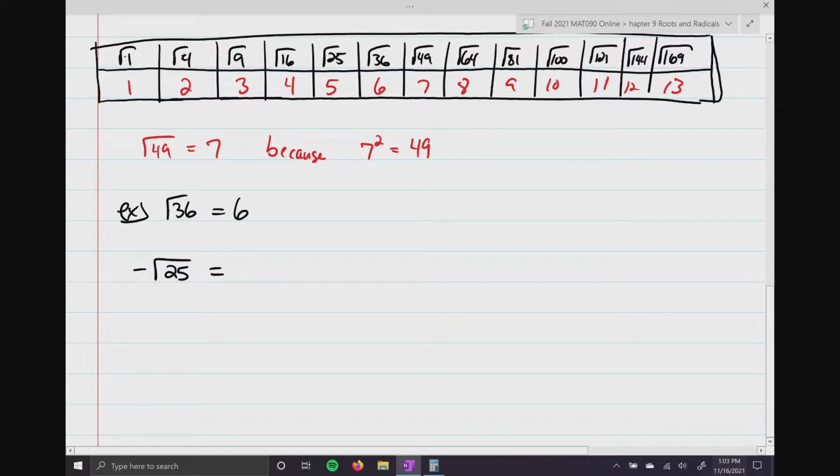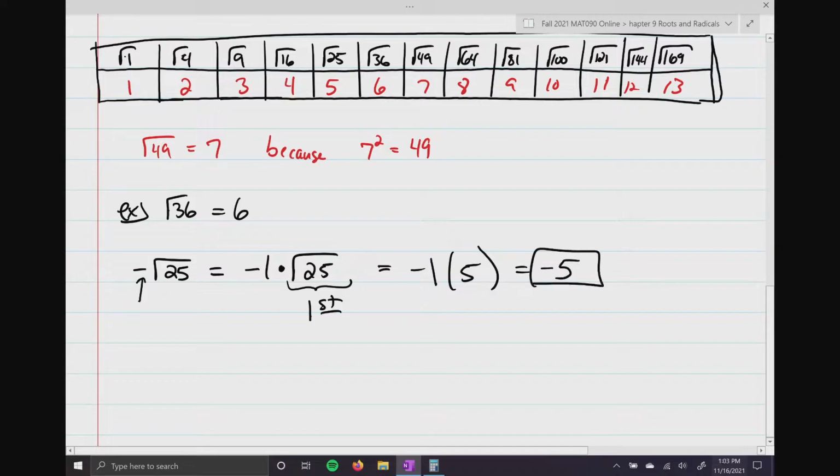Notice I'm asking for the negative square root of 25. Now think about how I said that: the negative square root of 25. The way we think about this problem is that the negative on the outside is really negative 1 times the square root of 25. So we have to find the square root of 25 first. According to our chart, it's 5. And then we multiply negative 1 times 5, which equals negative 5.